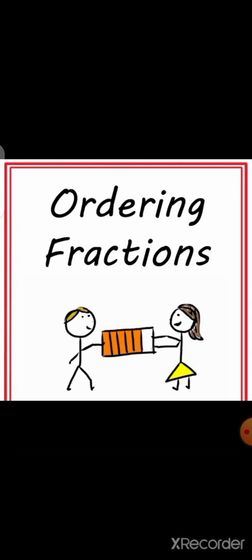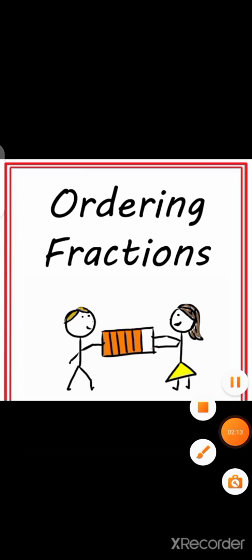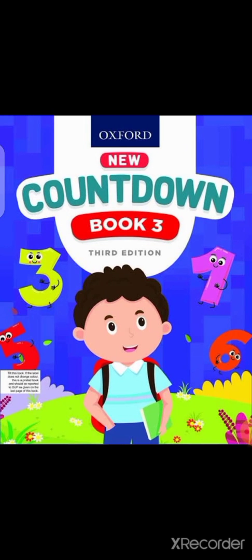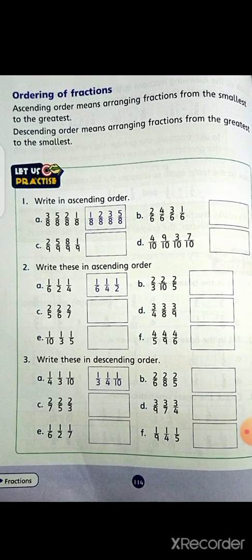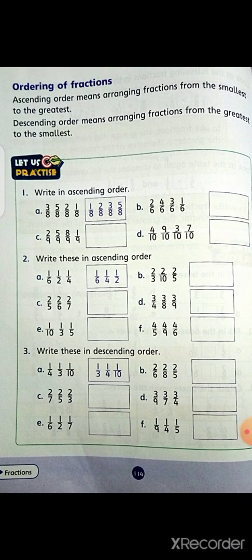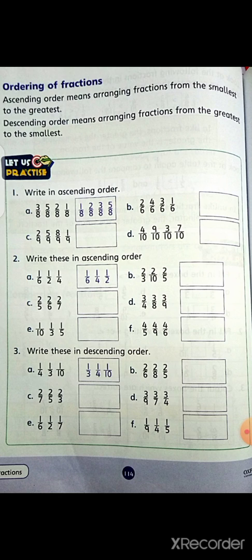Next is ordering fractions, ascending order and descending order. Now dear students, open your book, page number 114, ordering of fractions. Ascending order means arranging fractions from the smaller to the greatest. Descending order means arranging fractions from the greatest to the smallest.